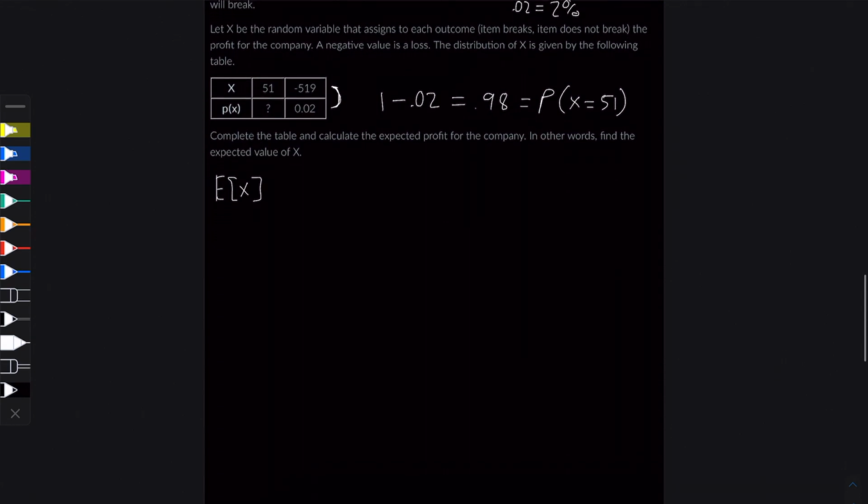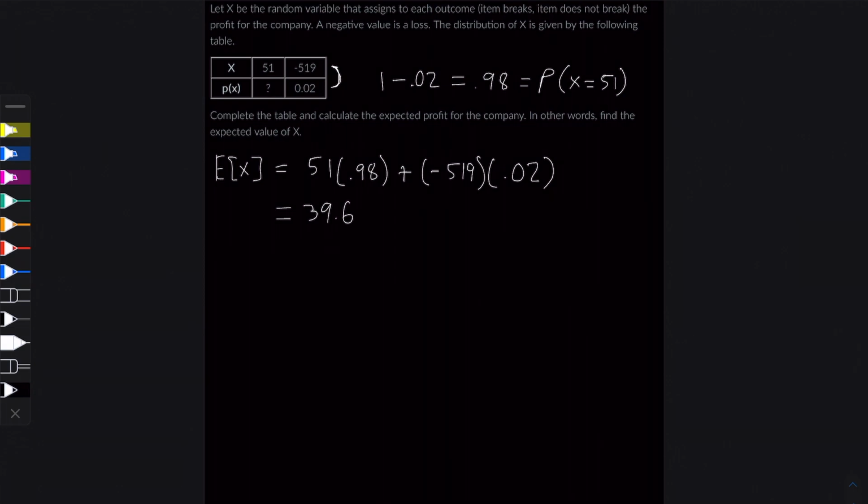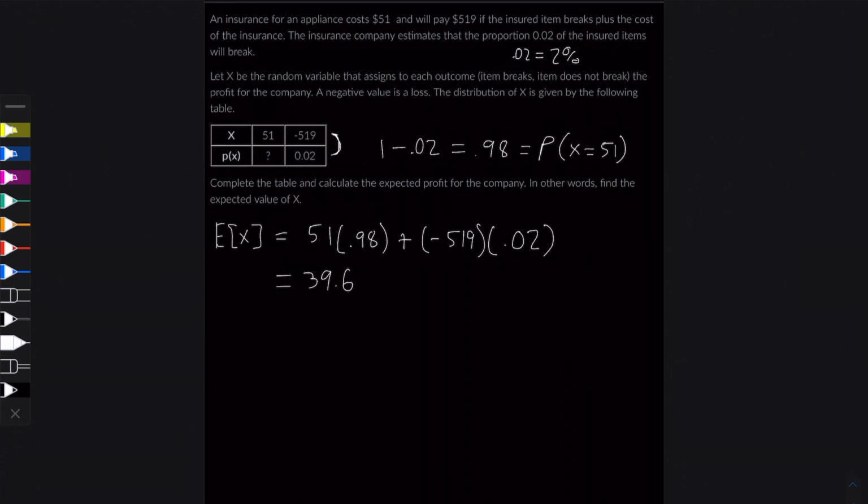Now we want to find the expected value of the profit for the company. So to do this, from our definition earlier, we would take the first outcome, 51, times the probability of it happening, which would be 0.98, plus the next outcome, negative 519, multiplied by the probability of it happening, which would be 0.02. And now the expected value there is 39.6. Expected value is very easy, and this is also the mean, remember, so the same thing.